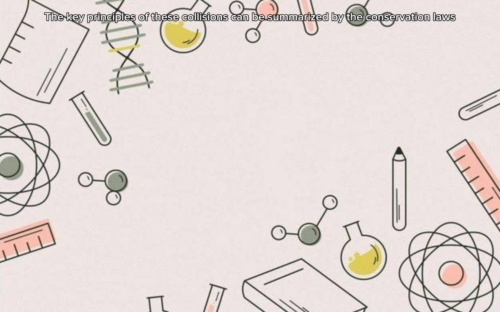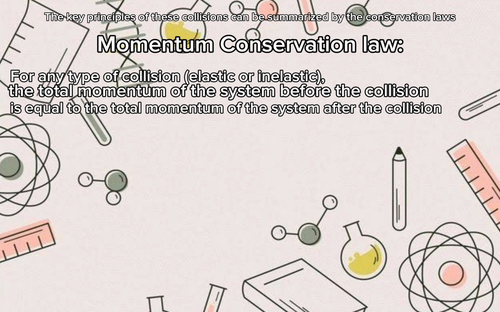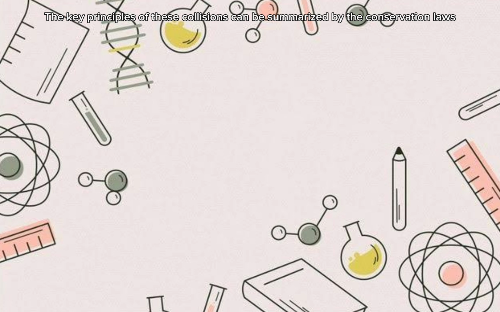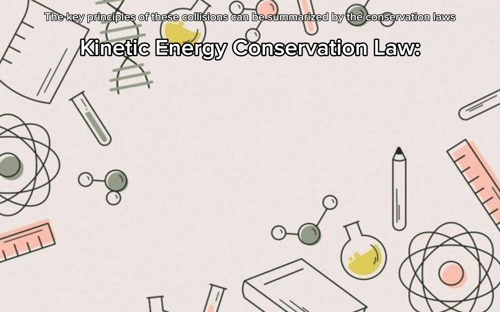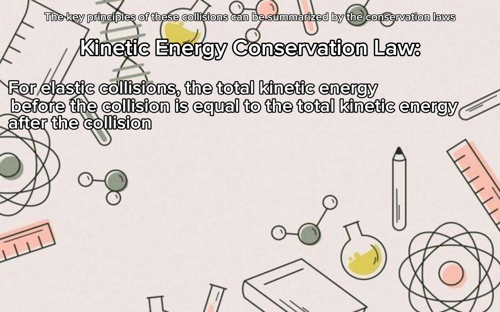The key principles of these collisions can be summarized by the conservation laws. Momentum conservation law: for any type of collision, the total momentum of the system before the collision is equal to the total momentum of the system after the collision. Kinetic energy conservation: for elastic collisions, the total kinetic energy before the collision is equal to the total kinetic energy after the collision.